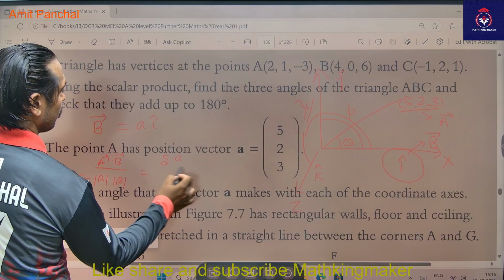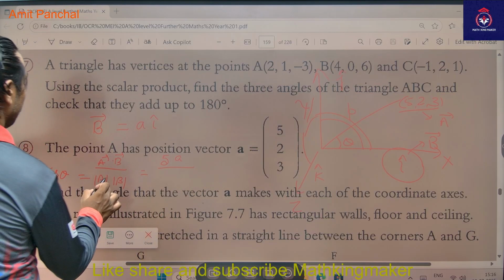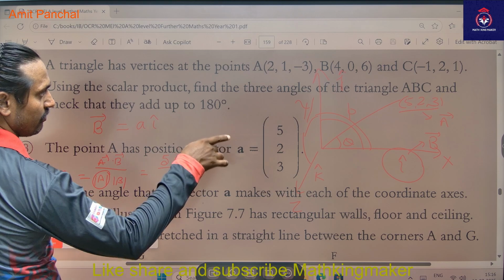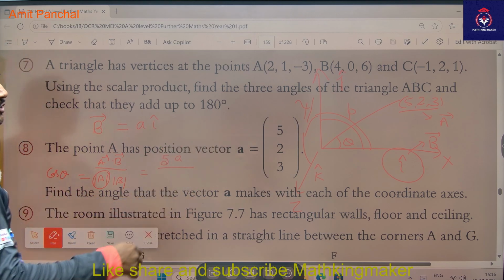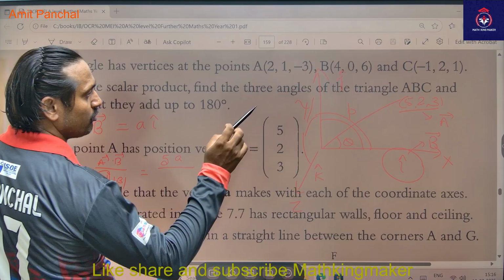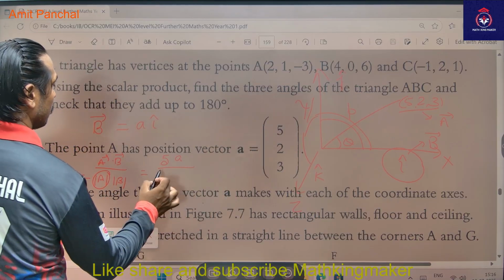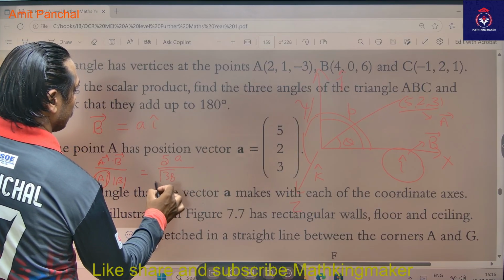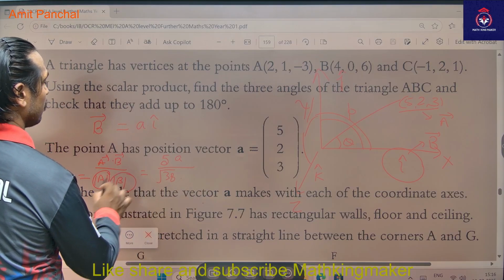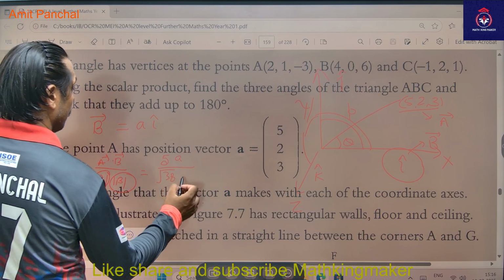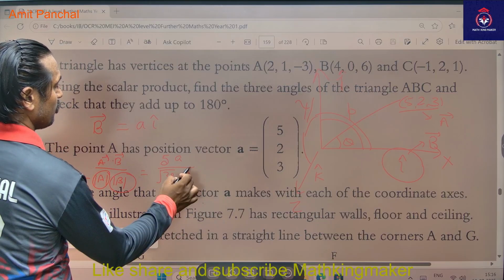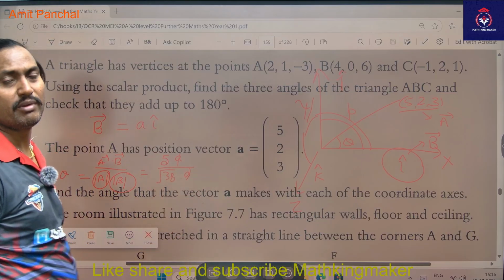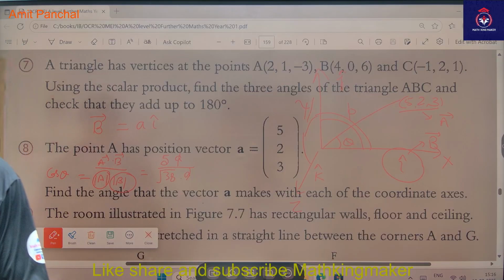The magnitude of the A vector is the square root of 5 squared plus 2 squared plus 3 squared: 25 plus 4 is 29, 29 plus 9 is 38, so the square root of 38. What is the magnitude of the B vector? The magnitude of the B vector is a. So a cancelled. That's why it doesn't matter what vector you are taking.